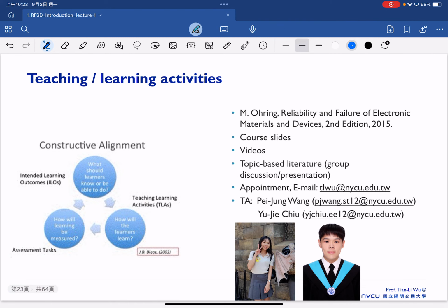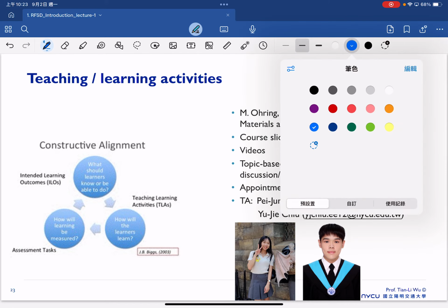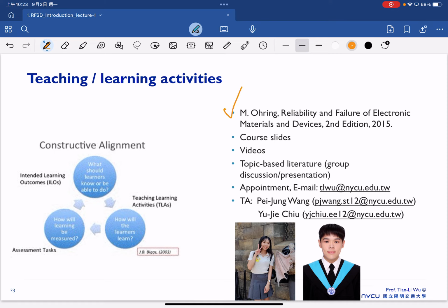So for our teaching and learning activities, about 50% will refer to this textbook, but not all of it, just 50%. And you can easily find this textbook in the library. I think it can be downloaded from the library. And of course, we will have course slides and some videos. And also there's topic-based literature that includes group presentation and group discussion. And feel free to contact me if you have any questions.